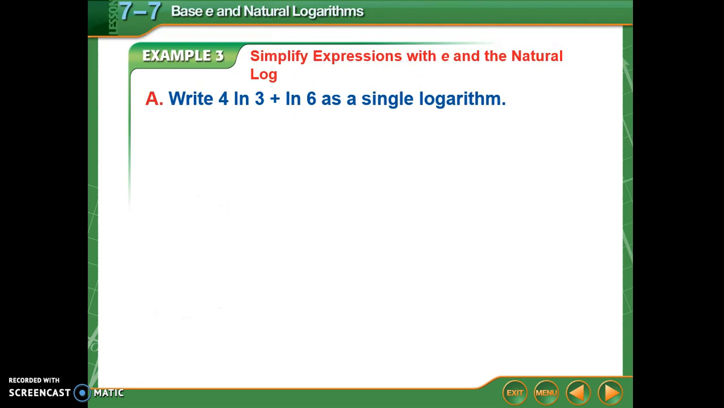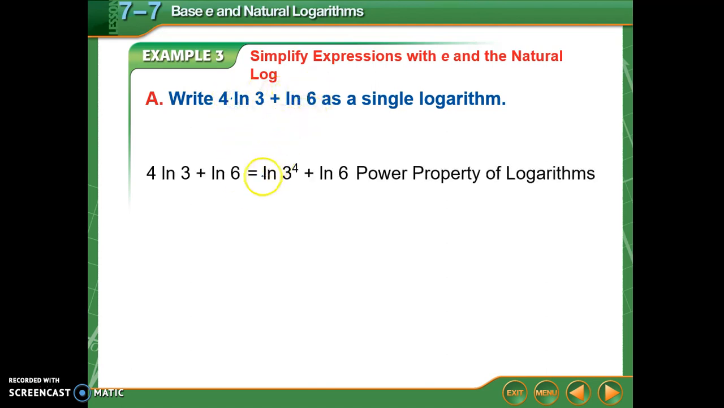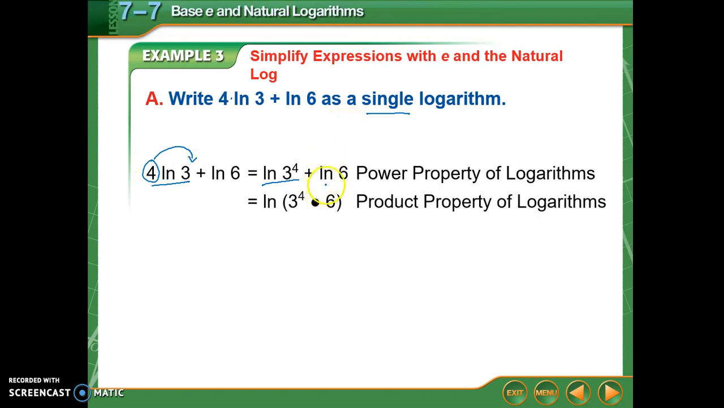All right, now we're going to talk about simplifying expressions. Again, in this section, we are using the same logarithmic simplification that we learned way back in section 5. So I have 4 times natural log of 3 plus the natural log of 6, and I want to write it as a single logarithm. So 4 natural log of 3 becomes the natural log of 3 to the 4th, because remember the coefficient becomes the exponent. And then, since here I have the sum of 2 logarithms, the natural log of 3 to the 4th plus the natural log of 6, that becomes the single logarithm of the product, 3 to the 4th times 6, which is 486 if you multiply that out.